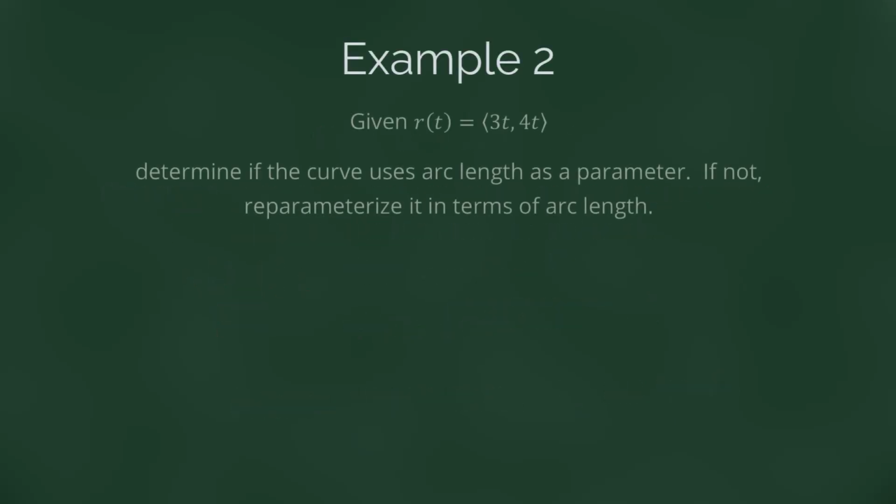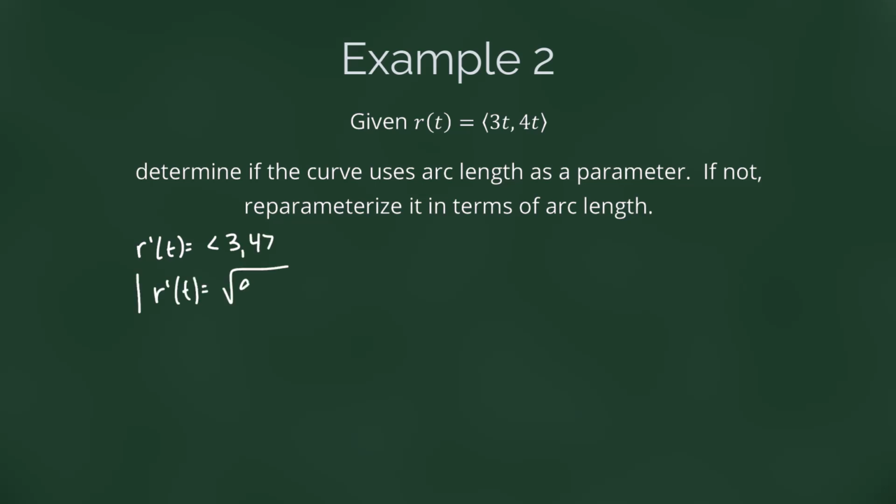All right, let's try another. Same idea. We're going to check to see if it's already parameterized using the arc length, and if not, we'll go ahead and reparameterize it. So here, r prime of t is the vector 3, 4. The magnitude of r prime of t is the square root of 9 plus 16, which is 5, which is not 1. So this is not parameterized in terms of arc length.